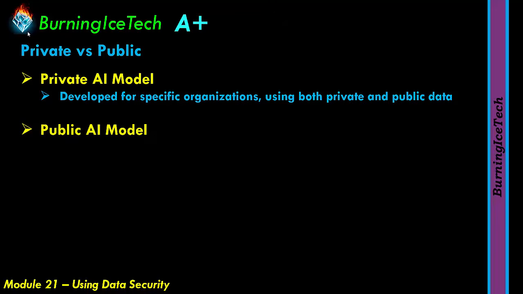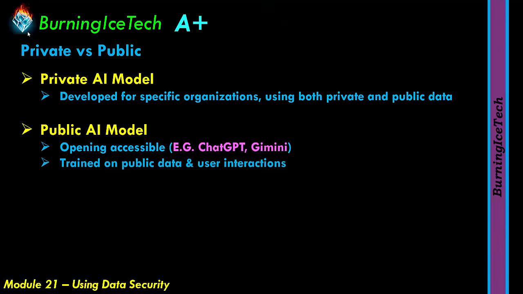As for the public AI model, I think I don't even need to explain this one now, since you guys kind of know it. So that is openly accessible, guys. Examples would be like the ones I've just given you. Things like ChatGPT, Gemini, and you'll see there's many other ones out there, of course. These public AI models, guys, they're trained on public data and public user interactions. So that's why you need to be very careful what you ask it and what information you give to it, because other people will be able to get their hands on that information.